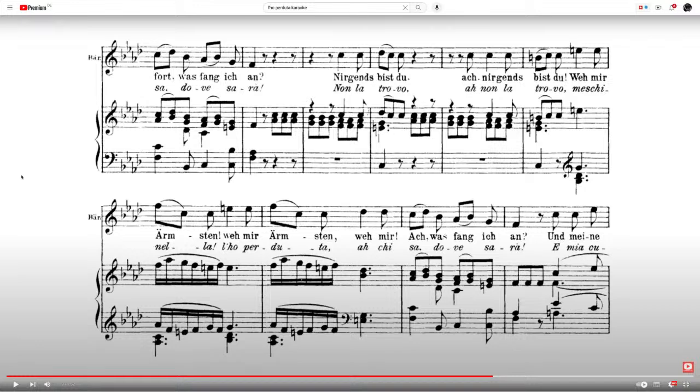So another thing is when there's the end of a sentence. For example, it says non la trovo meschinella. It's like, I cannot find the brooch. Exclamation mark. You can definitely breathe here. It's a short time to breathe before the l'ho perduta, chissà dove sarà. Oh, but where is it? Where could it be?